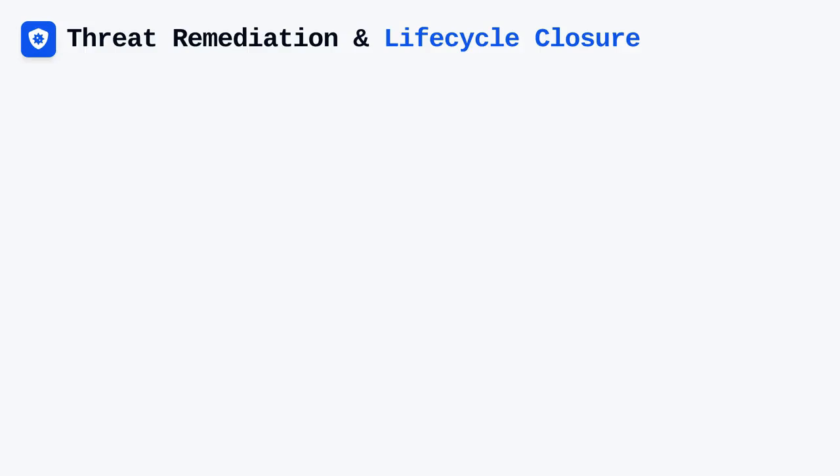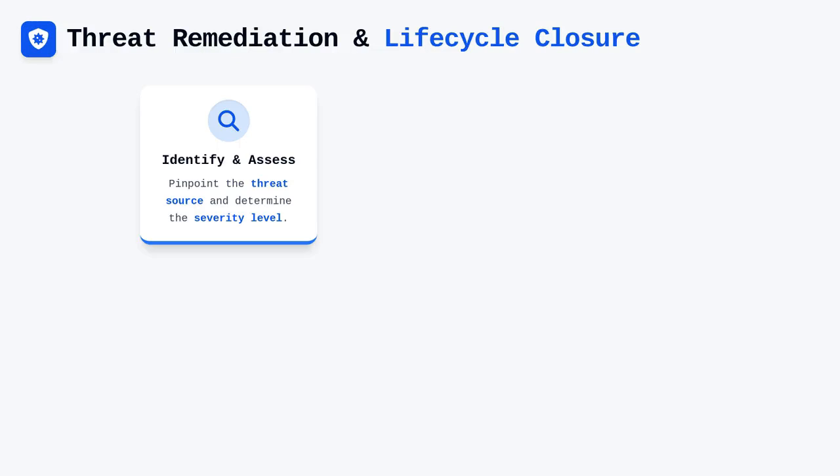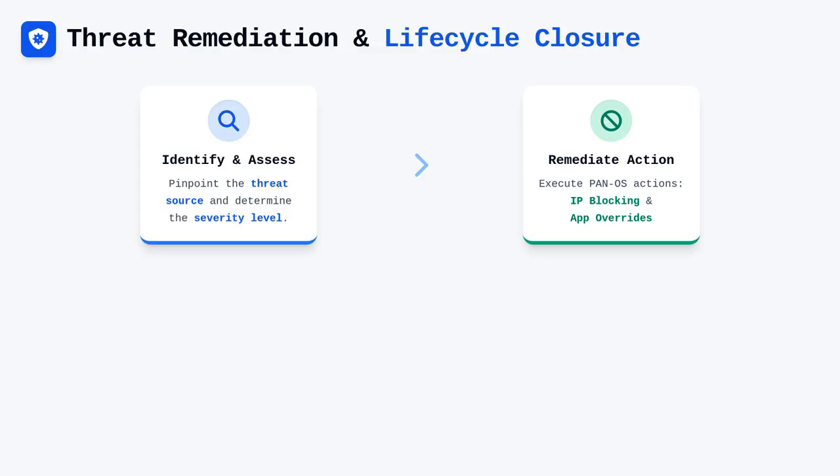Tracking remediation events is the final piece of this puzzle, ensuring that the life cycle of a threat is effectively closed. Once you have identified the threat source and assessed its severity, the PAN-OS system provides ways to track the follow-up actions taken, such as IP address blocking or custom application overrides. It is a good practice to verify subsequent log entries to ensure that a threat actor has not shifted their methodology or target vector following your initial remediation step.